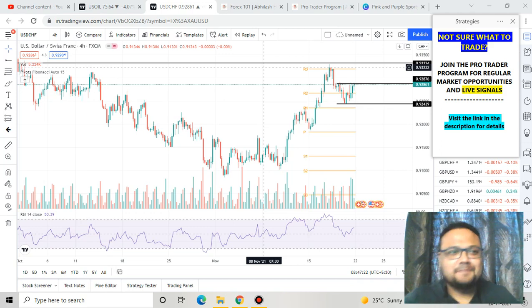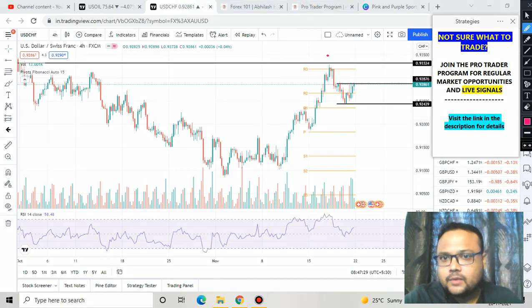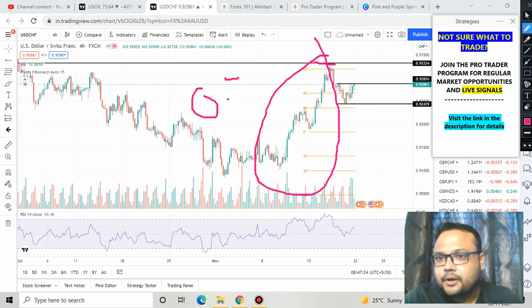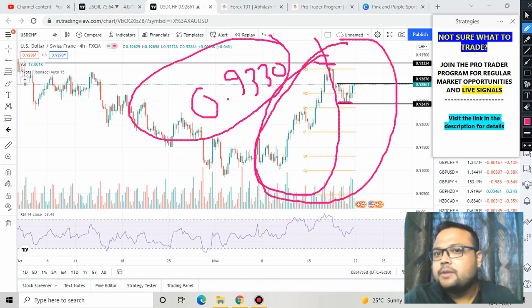So let's get started. This is the Forex chart of USD CHF in front of us right now, and as you can see, the market was in a strong uptrend, and after hitting this particular level, 0.9330, the market faced some resistance and came down, and after taking support here, the market is trying to go up again. So if we just consider this particular portion of the market here, then we can see right now the market is bullish. In simple words, the market is under the dominance of buyers.